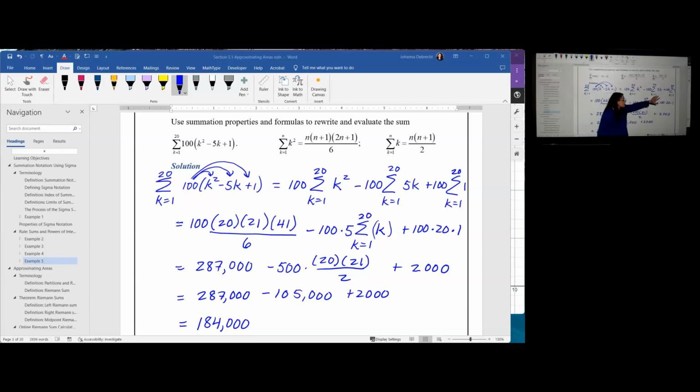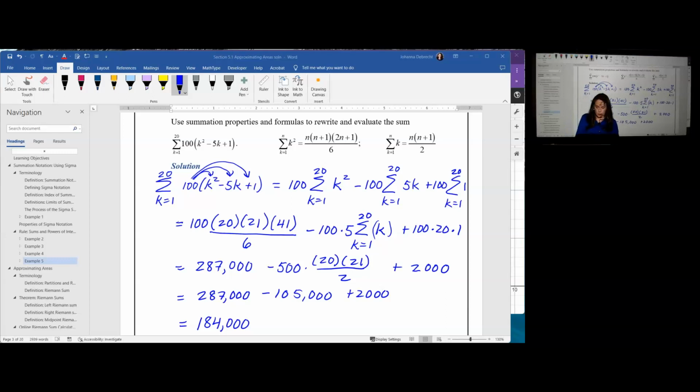The last summation ended up being the sum from 1 to 20 of 1, which gives me the upper limit of summation, 20, times 1, and then multiplied by the constant 100 on the outside. Doing a little bit of arithmetic or grabbing a scientific calculator will give you the result of 184,000. Much, much faster and simpler than trying to compute this value 20 times and adding it together.